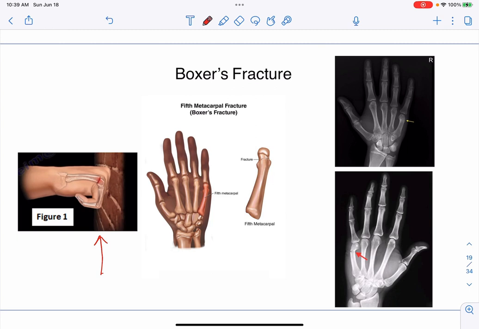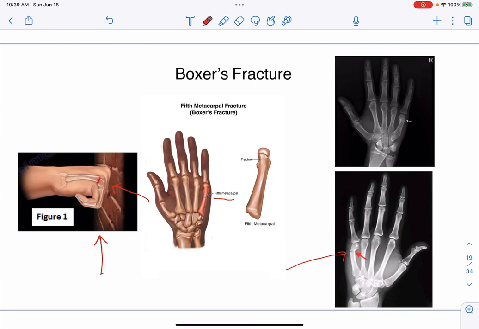But this is causing a lot of force to occur, and what usually happens is either the fourth or fifth metacarpal takes the force of that punch, and you will get a fracture line on either one of these metacarpals. Usually it's the fifth metacarpal. So you can see it here on an x-ray. This is a typical example of a boxer's fracture.